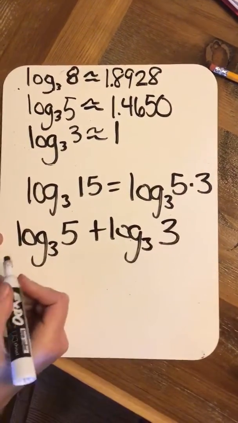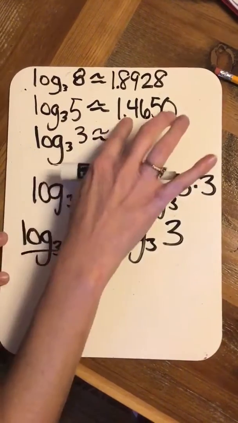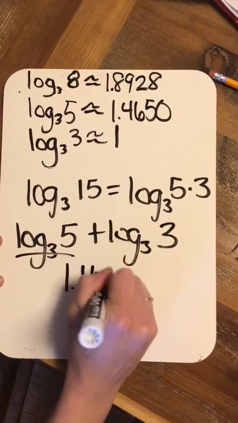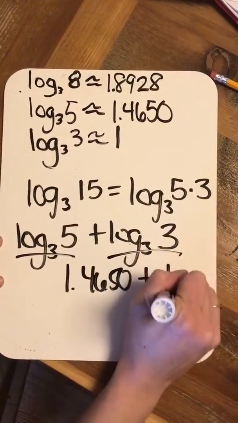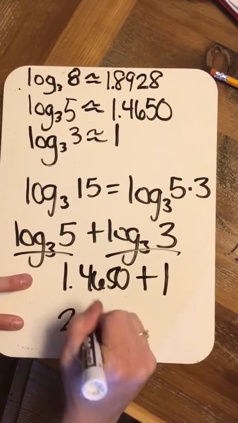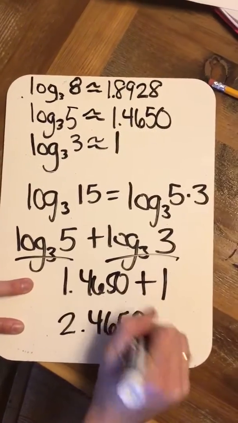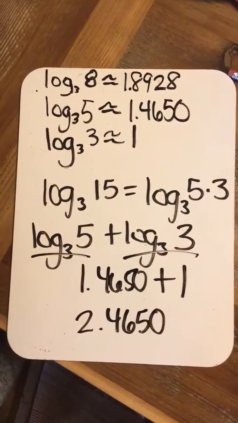And then I just plug in what each piece equals. So this one equals 1.4650, and log base 3 of 3 is 1. So I know that my answer is 2.4650. And then I just showed my work on how I get that.